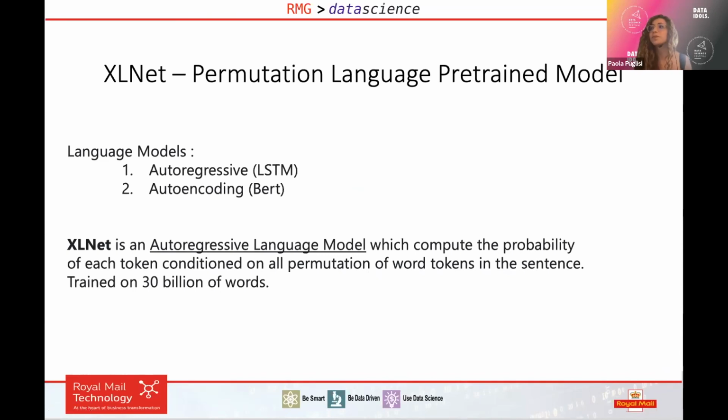This is XLNet. And I want to remind you that until now, we have talked about only 2 kinds of language models: autoregressive, which are the LSTM, as I've mentioned earlier, and autoencoding, such as BERT. Each one has a specific limitation that XLNet has been able to overcome. XLNet is an autoregressive language model which computes the probability of each token, conditioned on all permutations of word tokens in the sentence. It has been trained over 30 billion words. We can refer to this model as a permutation language model because it considers all the possible permutations of words in the sentence, such that per token you will have seen many different variants of context.